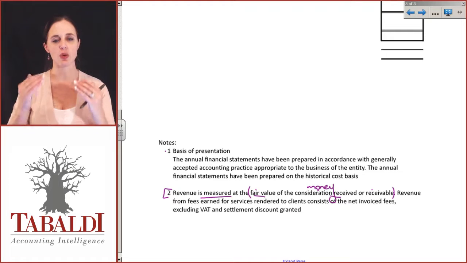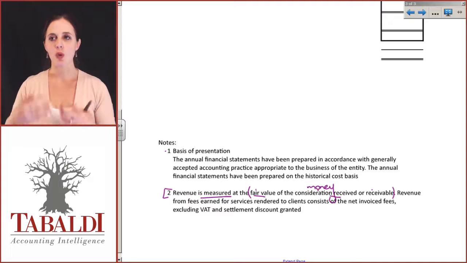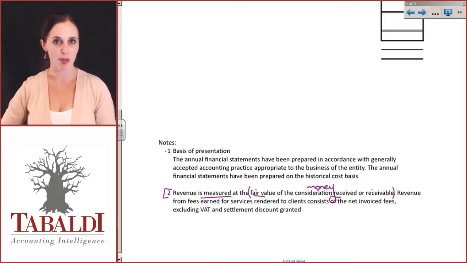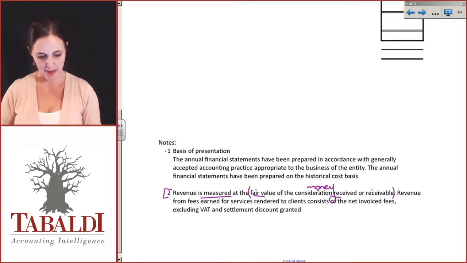So we're telling the users that we are taking into account the possibility that our clients may not pay us. We are taking into account the possibility that we may give discounts later on. We are measuring the revenue at what is actually going to be received rather than just what may be on the invoice. So that's what we're telling them there.